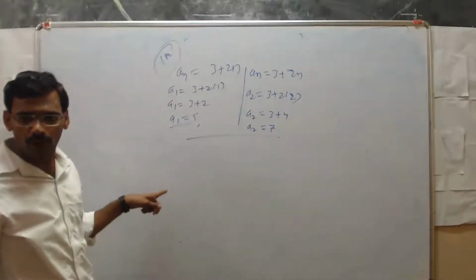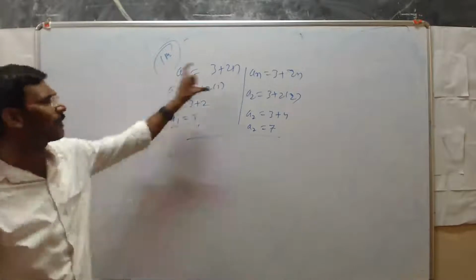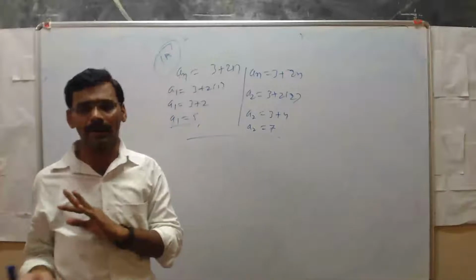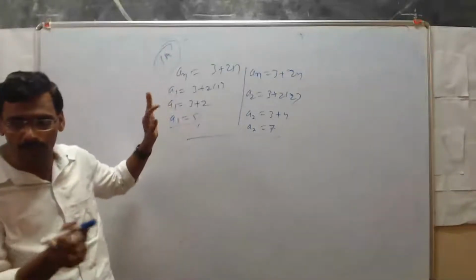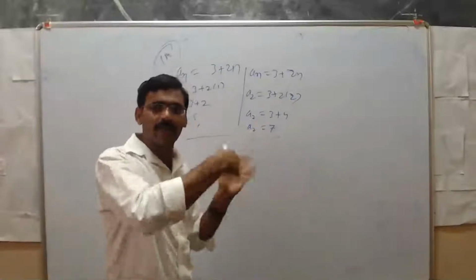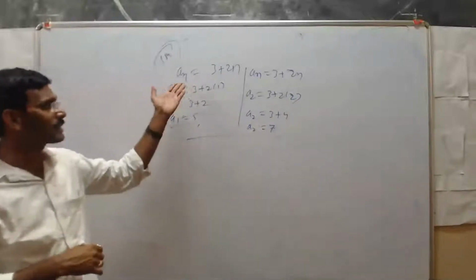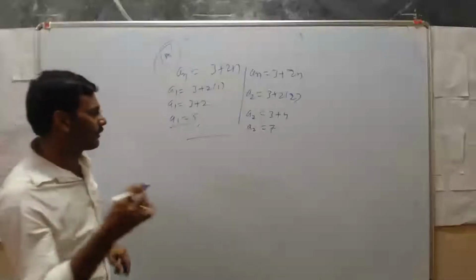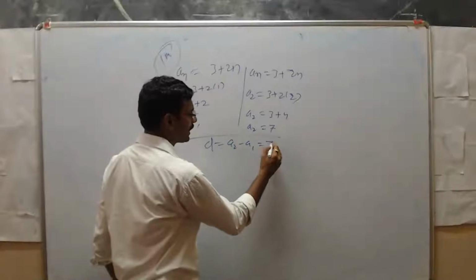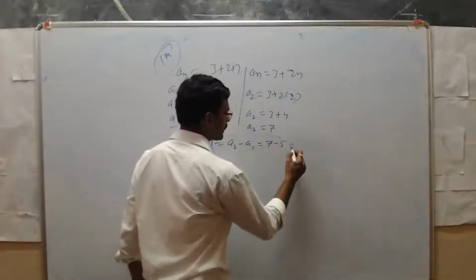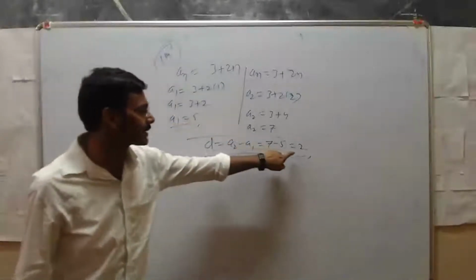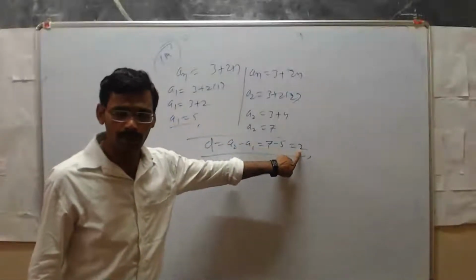With the help of the nth term, how can we find the first term and common difference? If I substitute n as 1, it is the first term, n as 2 the second term, n as 3 the third term, n as 4 the fourth term, because n is the position. Then a is equal to 5, and d is a2 minus a1, which is 7 minus 5, so d is 2. The first term is 5 and the common difference is 2.